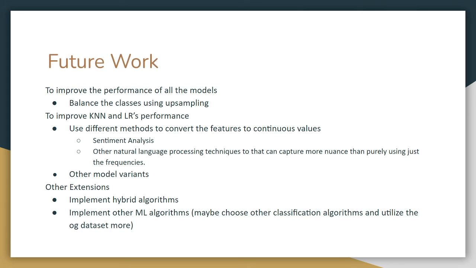Other extensions include we could implement hybrid algorithms, as some of the prior work did, or maybe trying to force it to be a regression problem wasn't a good idea, and we could try other algorithms to see how they did instead.